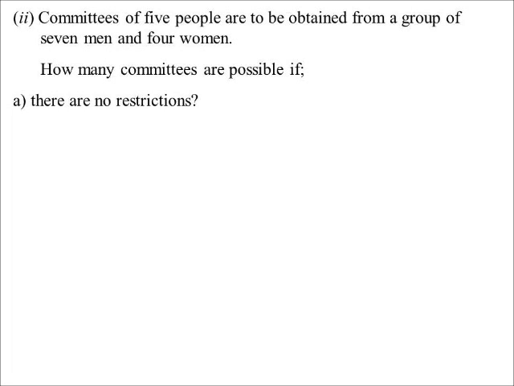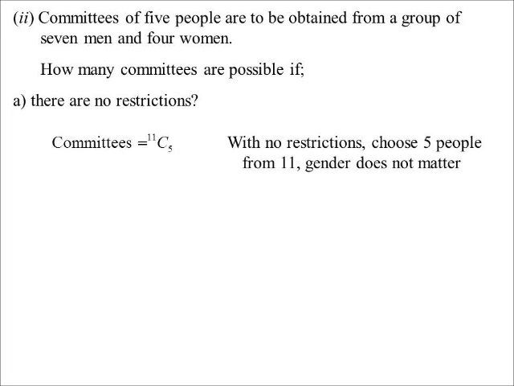Committees. Committees of 5 obtained from a group of 7 men and 4 women. How many committees are possible? No restrictions whatsoever. With committees, the order that we pick people doesn't matter. We're just getting a group of people, so it's a combination. 11 people, because there's no restrictions, it doesn't matter that they're men and women, and from that we're getting 5. So 11C5, 462 different committees we could put together.